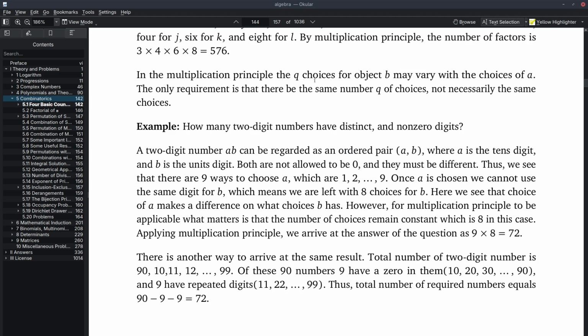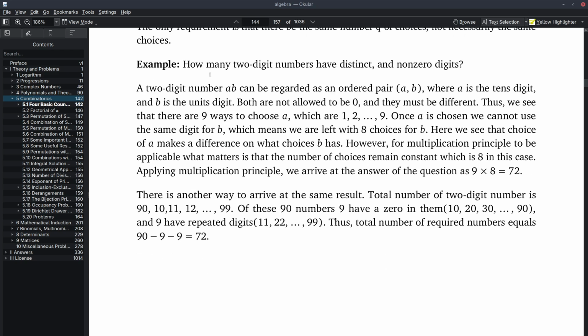In the multiplication principle, the Q choices for object B may vary with the choices of A. The only requirement is that there be the same number Q of choices, not necessarily the same choices. So another example is, how many two-digit numbers have distinct and non-zero digits? So the answer is, a two-digit number AB can be regarded as an ordered pair AB, where A is the tens digit and B is the units digit. Both are not allowed to be zero and they must be different.